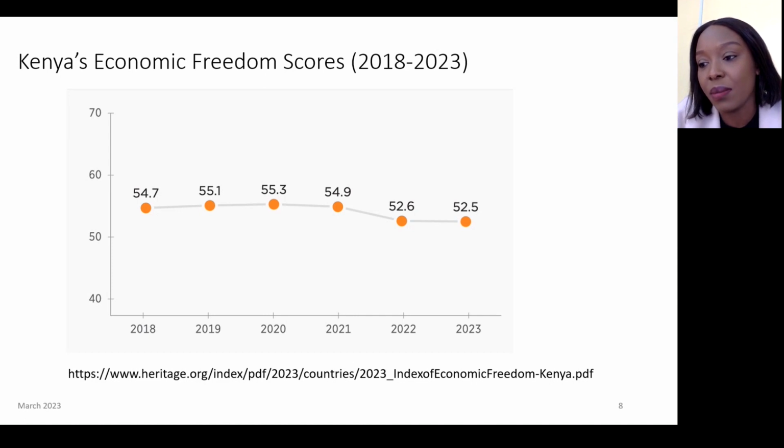I think the worst performance over that period, but then we remain consistent in our performance as mostly unfree. So our ranking has been consistently placed as mostly unfree in terms of our economic freedom. And particularly for this 2023 index, Kenya was ranked 135 out of 184 countries. And as you can see in that chart, our score was 52.5. It's just been a very minimal change. It's still a decline, but minimal from last year, where the score was 52.6.